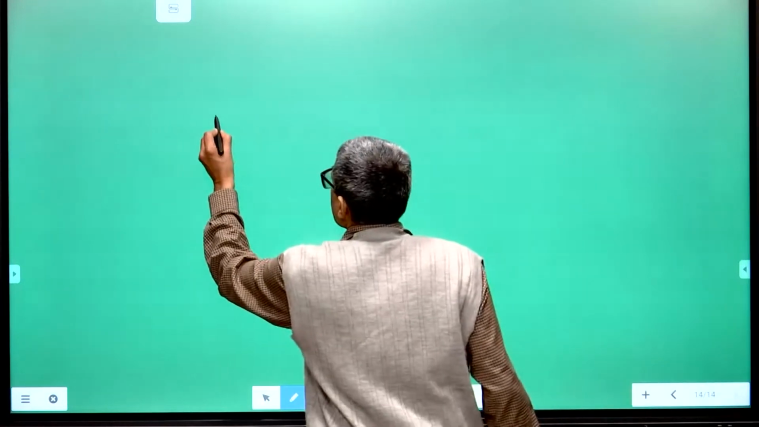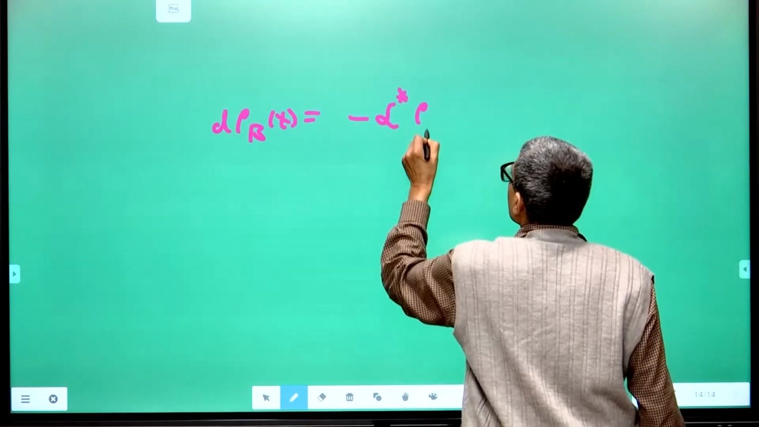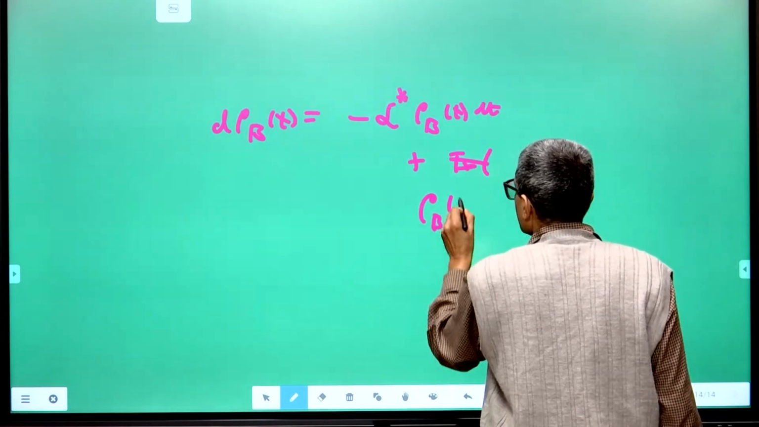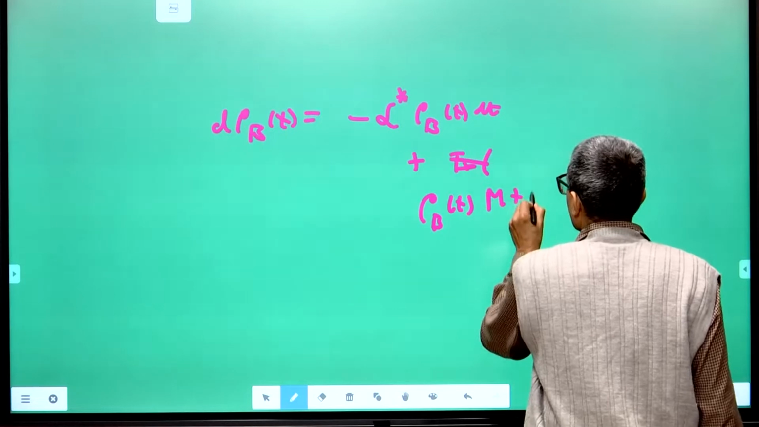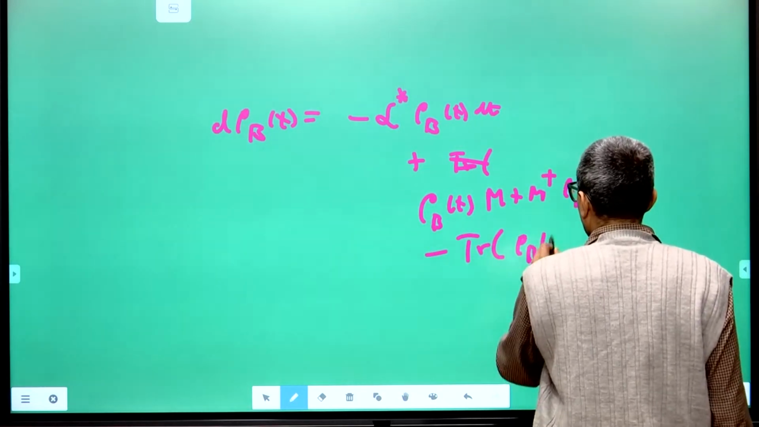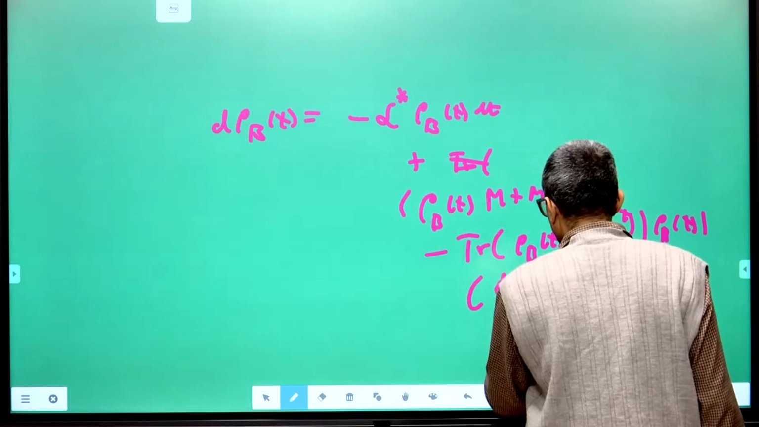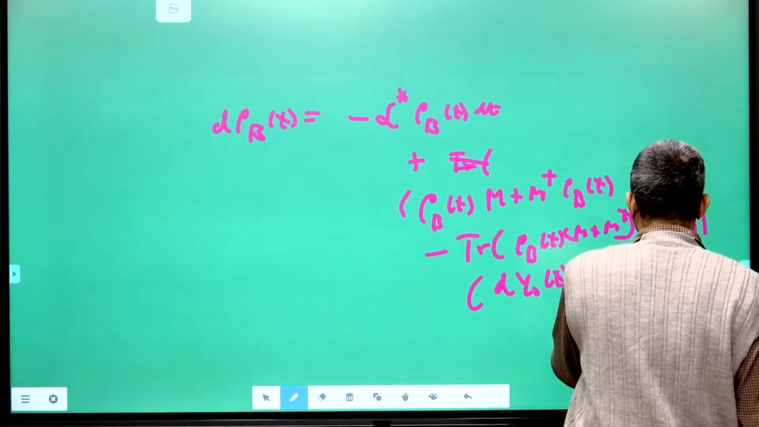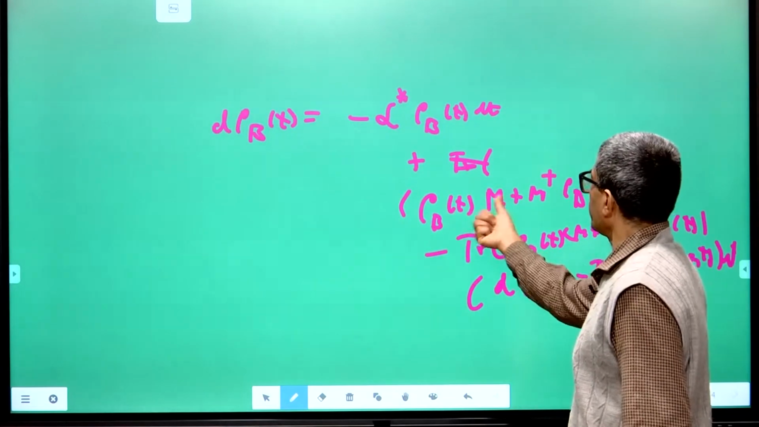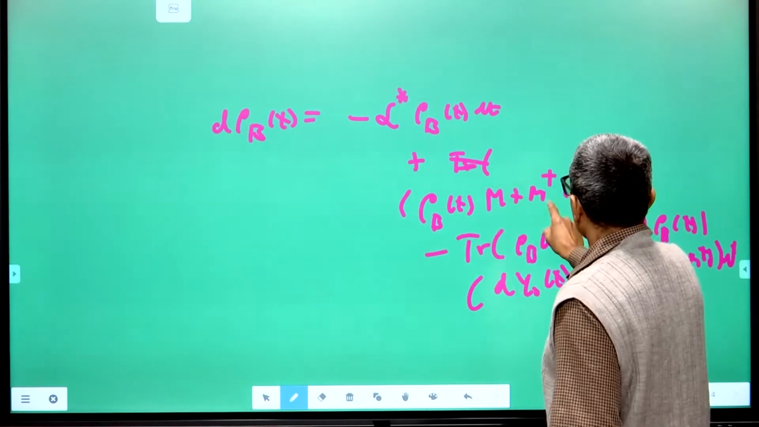Now in the Belavkin equation, what happens is that you have d rho bt is equal to minus L star acting on rho bt dt plus all those other terms, rho bt into m plus m dagger into rho bt, minus trace of rho bt into m plus m dagger multiplied by rho bt, multiplied by d y_t minus trace of rho bt into m plus m dagger dt. You had all these terms, right? And we have already seen that this can be approximated by the product in the Wigner domain plus order Planck's constant coming with a Poisson bracket of rho bt with m and a Poisson bracket of m dagger with rho bt.